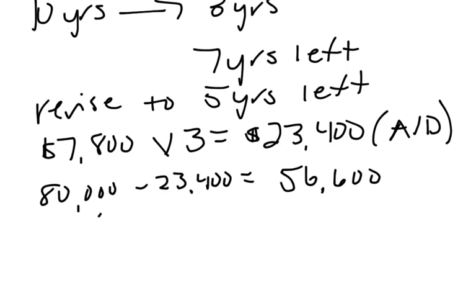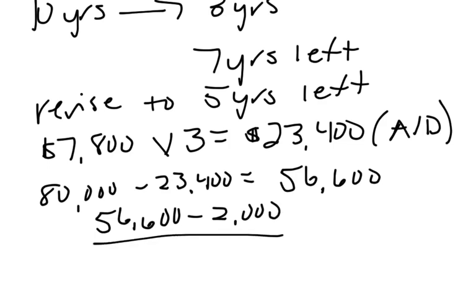Okay, so now I can take that $56,600, subtract any residual that we have, which was our $2,000, and divide by the remaining useful life, the 5 years. So from here on out, I'm going to depreciate $10,920 per year for those remaining 5 years.